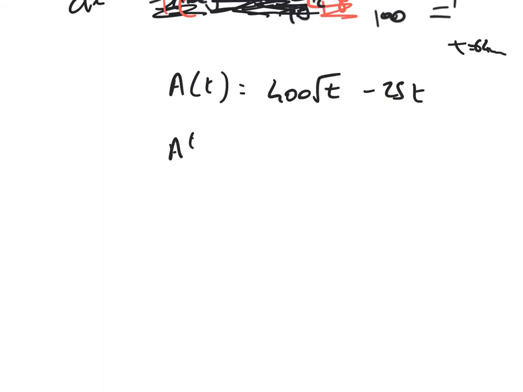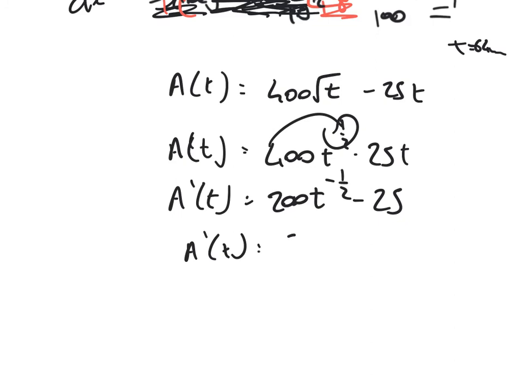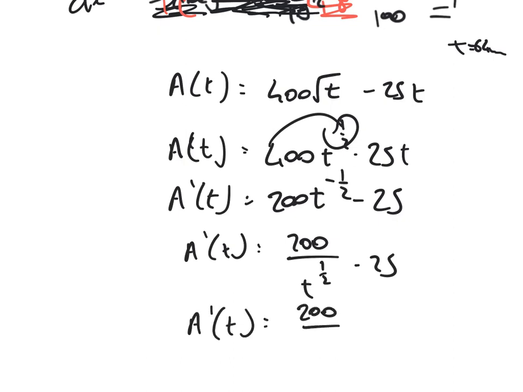Okay, so let's prepare to differentiate first of all. So 400 t to the half minus 25t, then differentiate. Half times 400 is 200, so it's 200 t to the minus 1/2 minus 25. Okay, so bring the t to the minus half down, that will be t to the 1/2. Okay, so that's 200 over root t minus 25.